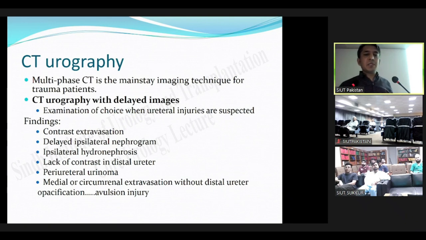In CT urography, a delayed image of 10 minutes is the modern approach. Actually, the contrast reaches quickly, so we need a delayed image to show the extravasation. It is the examination of choice when ureter injury is suspected, and the findings will include contrast extravasation and delayed ipsilateral nephrogram, ipsilateral hydronephrosis, lack of contrast in the distal ureter, periureteral urinoma, and medial or circumferential circumrenal extravasation without distal ureter opacification or avulsion injury.